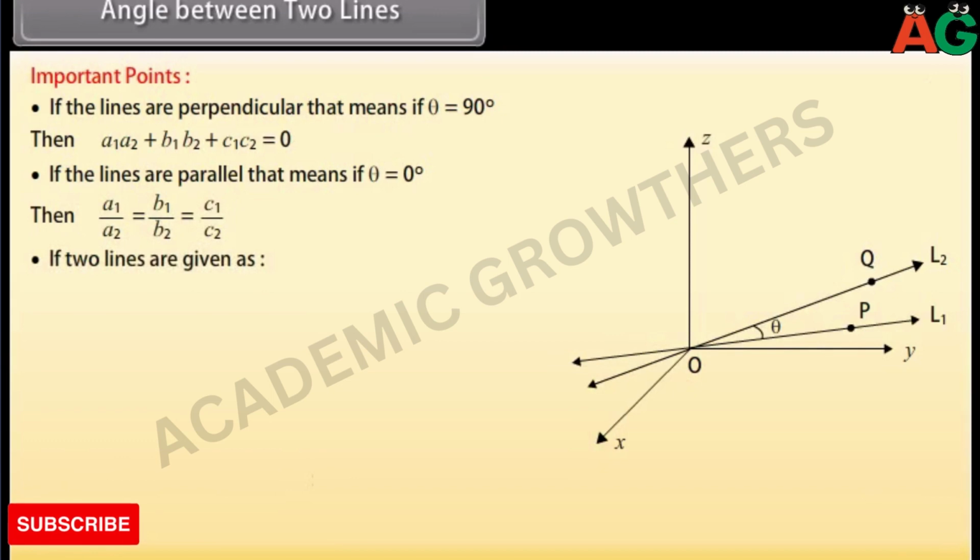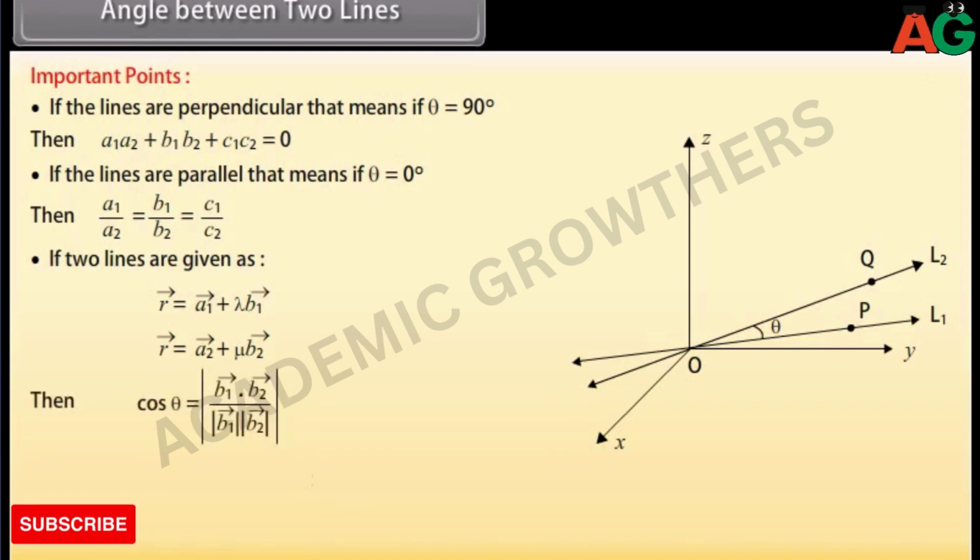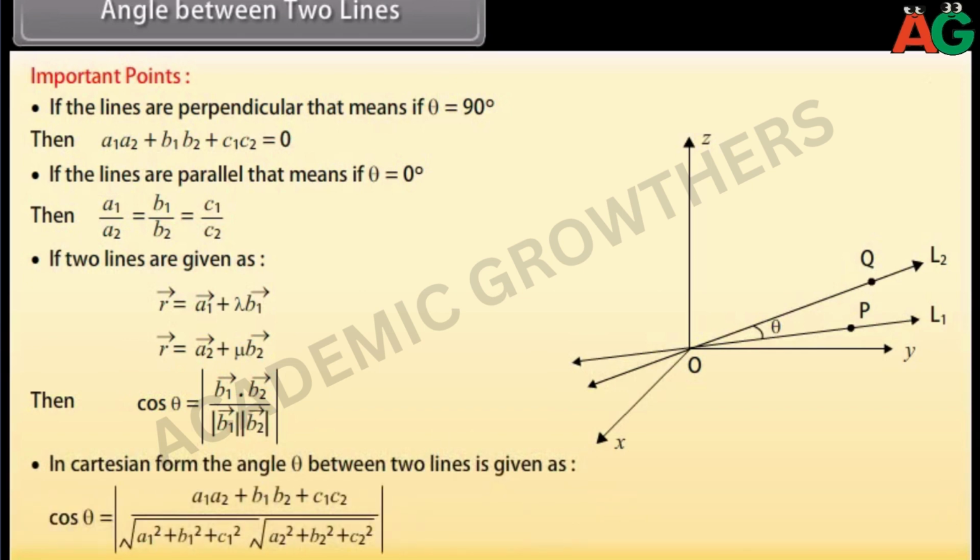If two lines are given as vector r equals vector a1 plus lambda vector b1, and vector r equals vector a2 plus mu vector b2, then cos theta equals modulus of (vector b1 dot vector b2) by (modulus of vector b1 into modulus of vector b2). In Cartesian form, the angle theta between two lines is given as cos theta equals modulus of (A1 A2 plus B1 B2 plus C1 C2) divided by square root of (A1 square plus B1 square plus C1 square) into square root of (A2 square plus B2 square plus C2 square).